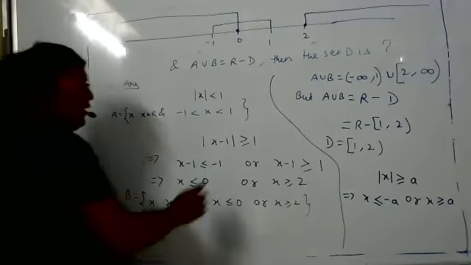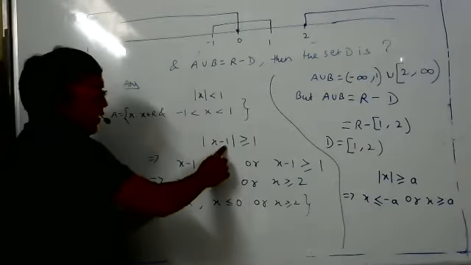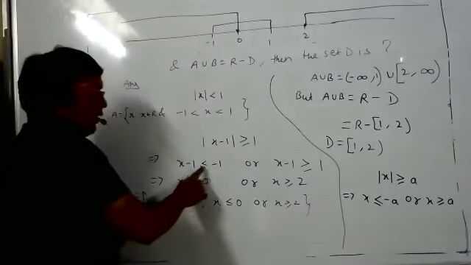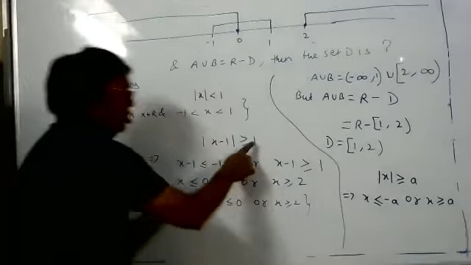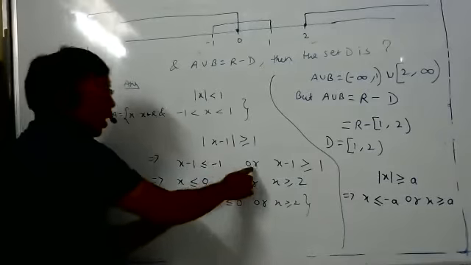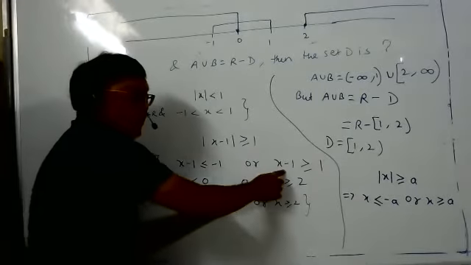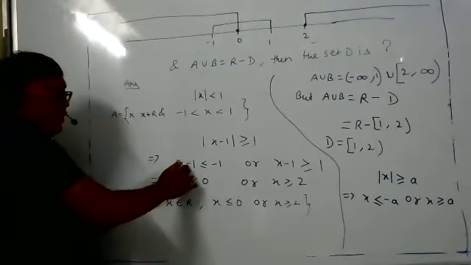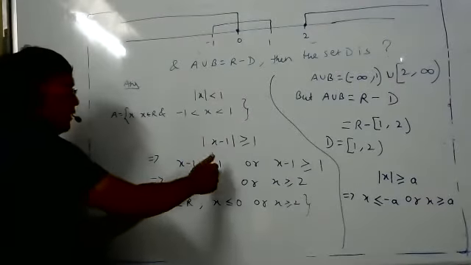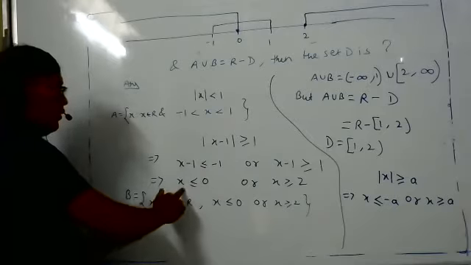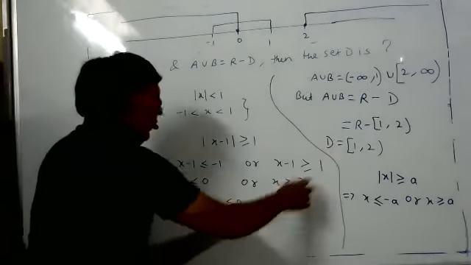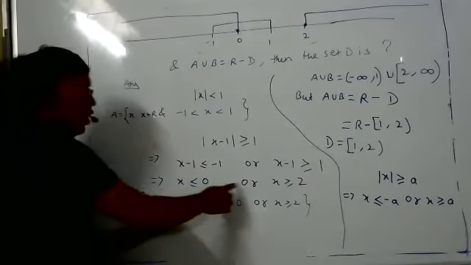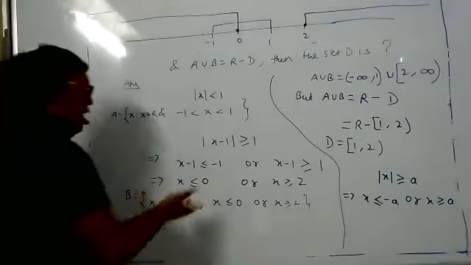So by same logic, in the place of x it is x minus 1. So what should I write? x minus 1 less than or equal to minus a, but it is 1 here, so less than or equal to minus 1, or again x minus 1 greater than or equal to 1. Then minus 1 will go from left side to right side. Minus 1 plus 1 is 0. Same thing I wrote. Minus 1 will go to the right side, plus 2. So x is less than or equal to 0 or x is more than or equal to 2. Same thing I wrote here.